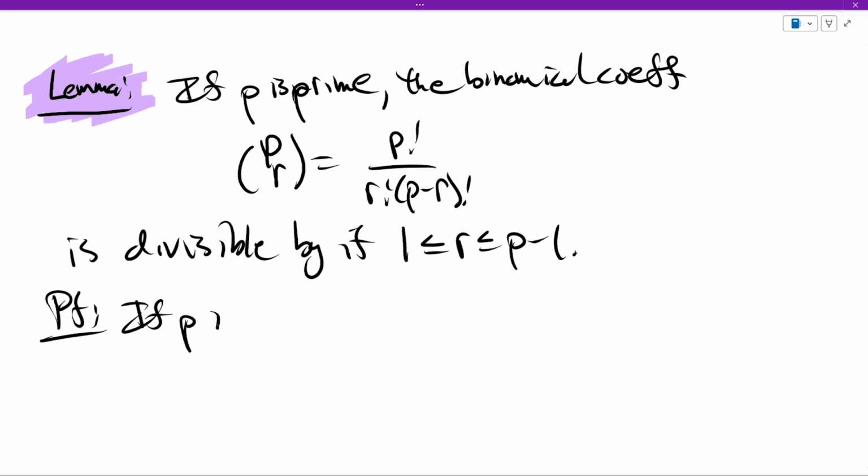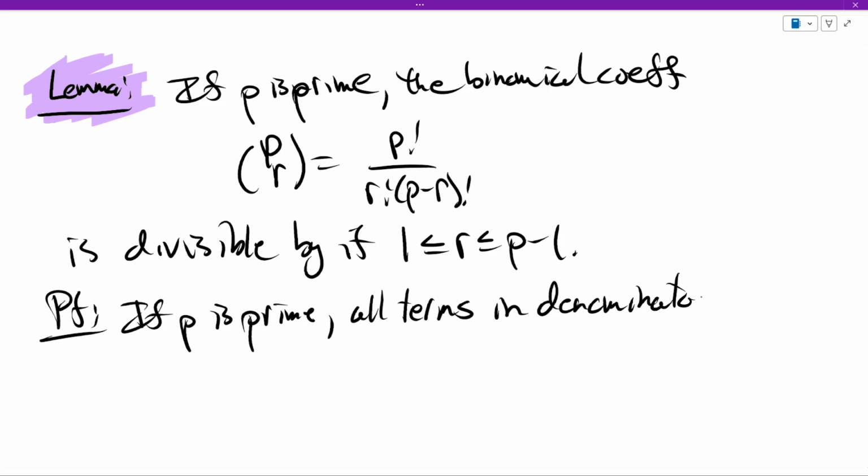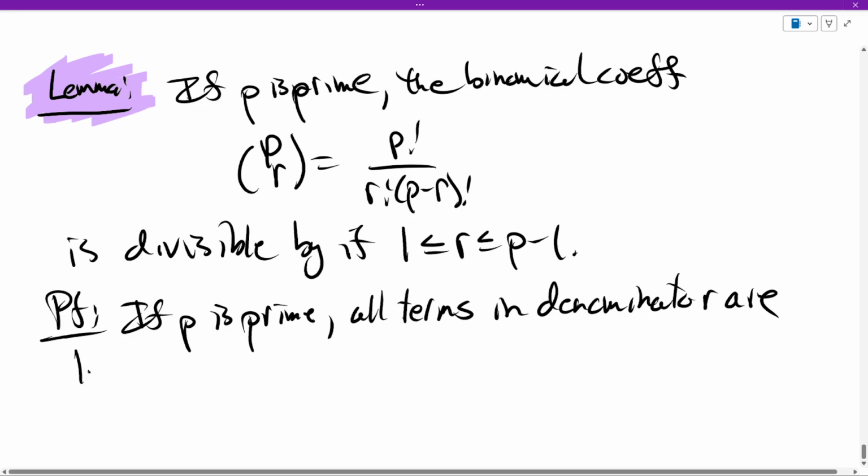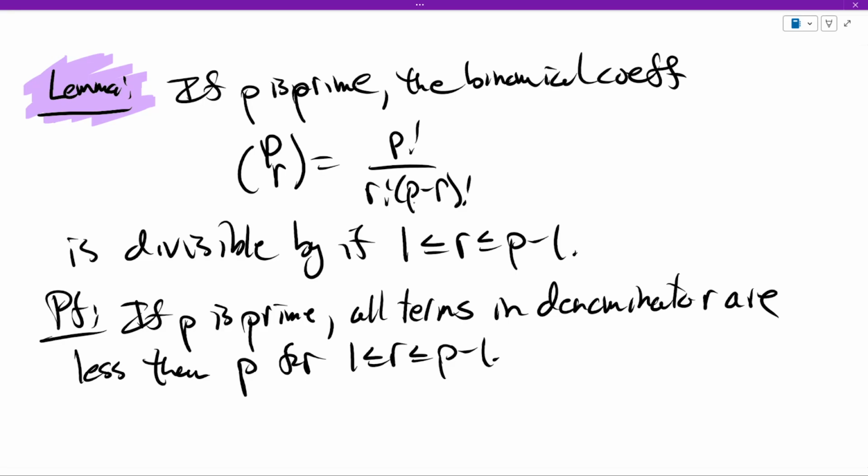If p is prime, all terms in the denominator are less than p, for any r value in this range, right? Because if r is at least 1, then the largest possible number that shows up in this big product for the factorial is p minus 1. All those numbers are therefore going to be less than p. Thus, p is not canceled by the denominator.